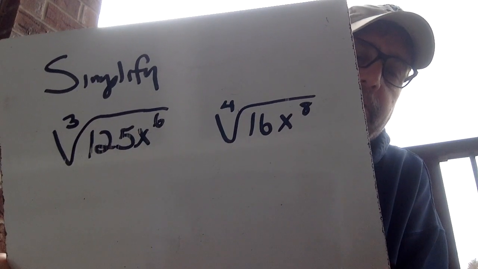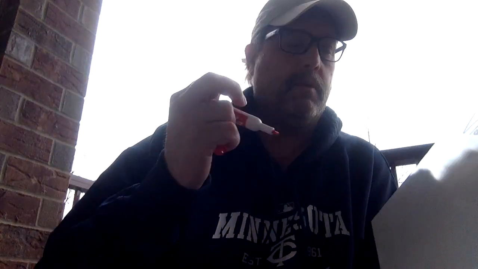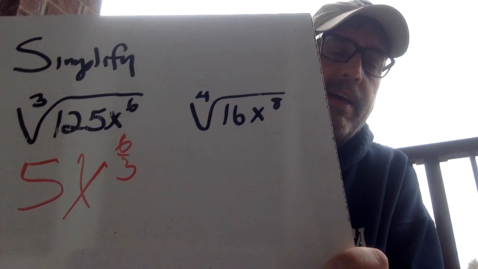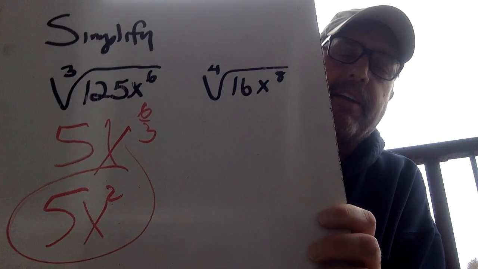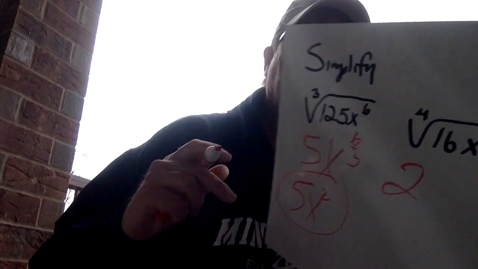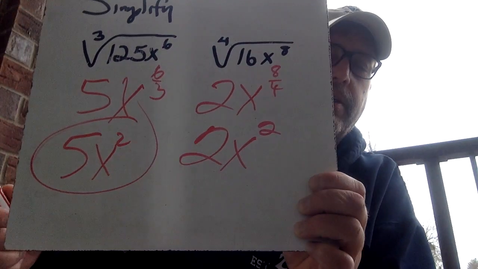Say 5 times 5 times 5. Cool. I like the fraction method. X to the 6/3, and that's just x to the 2, 5x squared. And finally, the 4th root of 16, 2 times 2 times 2 times 2. I like the fraction method. X to the 8 over 4, 2x squared.